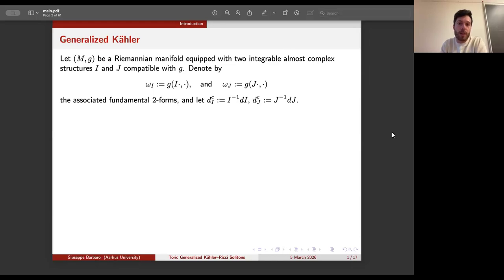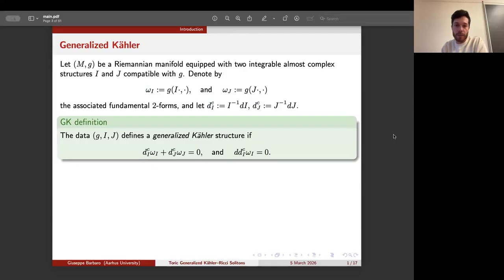Let's say we have a Riemannian manifold and two compatible complex structures. I will denote by omega I and omega J the two Kähler forms, and d^c_I and d^c_J are the two twisted differentials. Then a generalized Kähler metric is a metric G which is Hermitian for both I and J, and we need these torsion three-forms to be the opposite of one another, and both to be closed.